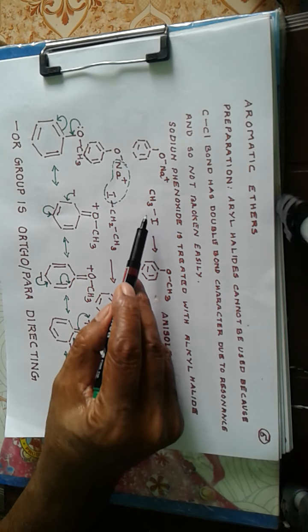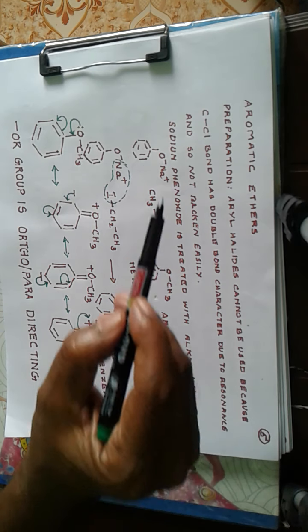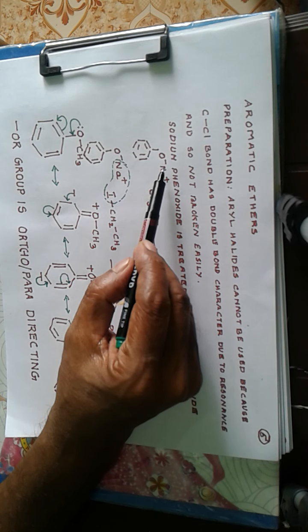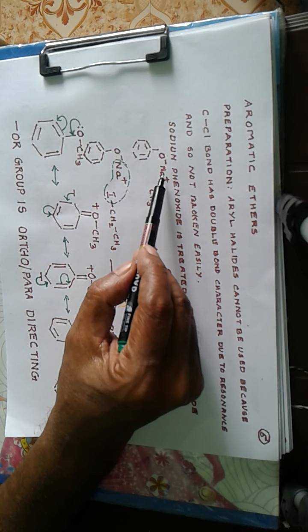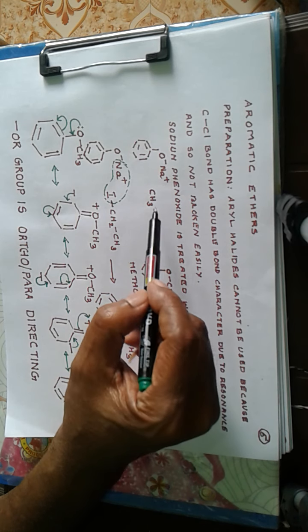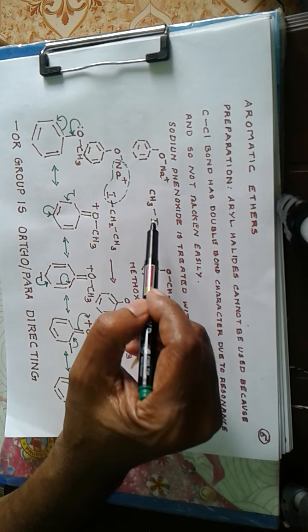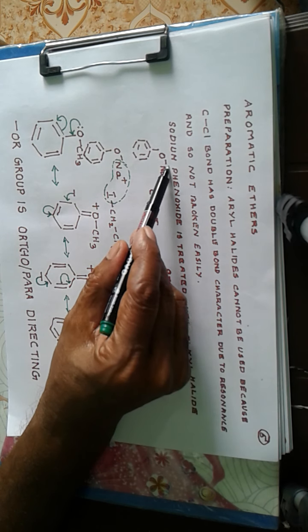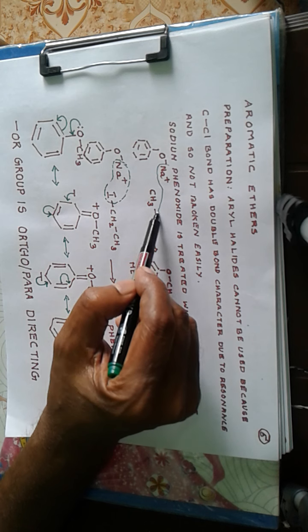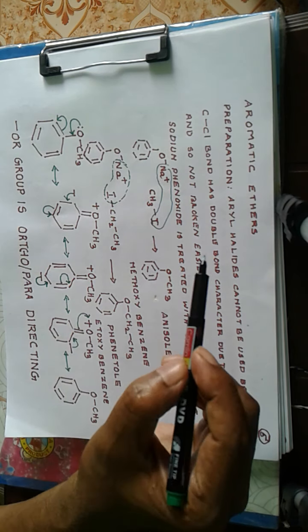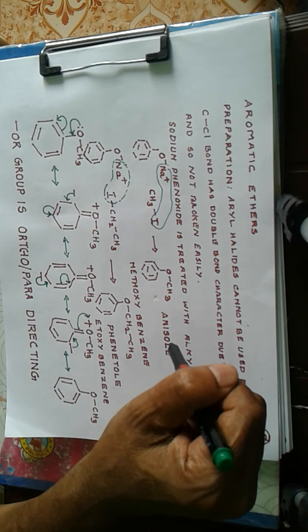So aliphatic halogen compounds are selected, and then phenol being acidic, with sodium hydroxide it can give the sodium salt of phenol, and Na and I can get removed as sodium iodide, and CH3 connects to O. So with removal of NaI, you get OCH3. This molecule is called anisole or methoxybenzene.